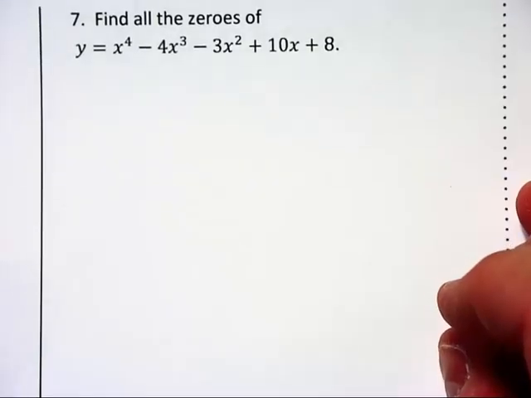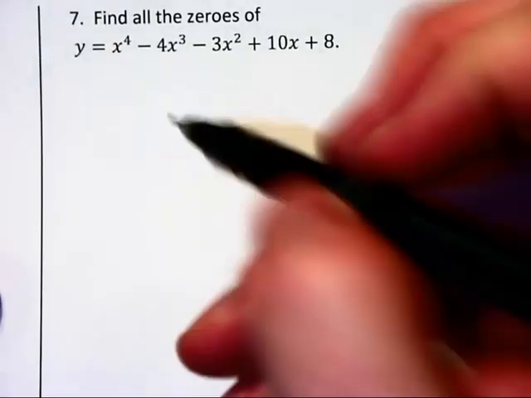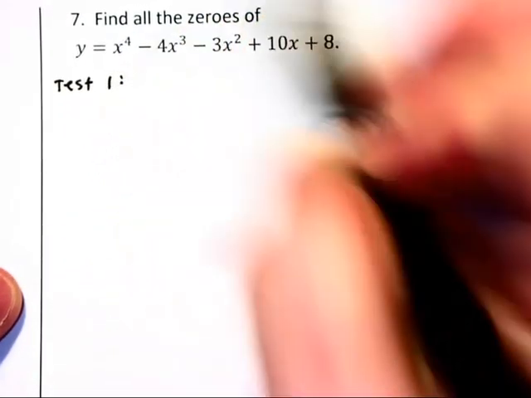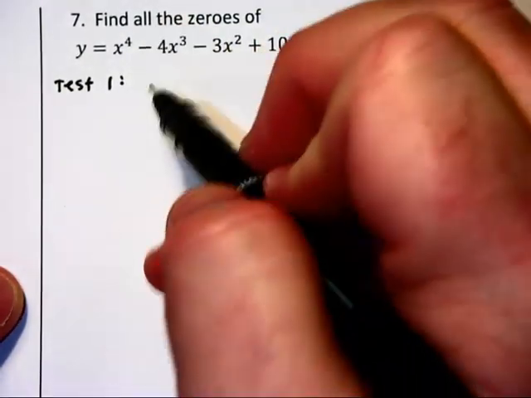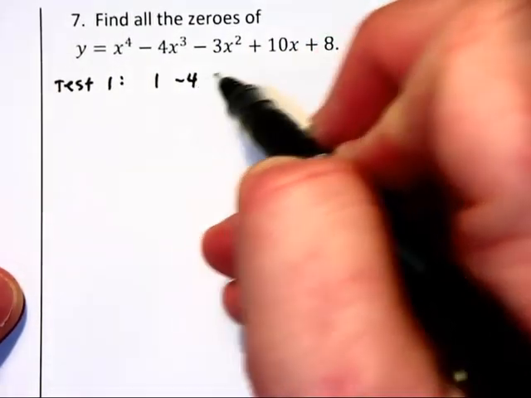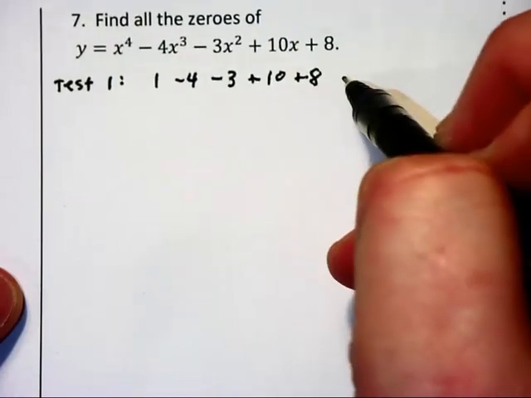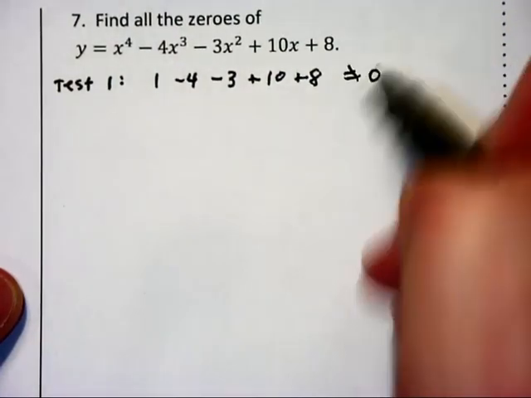Find the zeros of this function. Well, let's first test whether 1 and negative 1 work. So test 1. We're going to add all the coefficients up: 1 minus 4 minus 3 plus 10 plus 8. That's a lot of positives, so that's not going to add up to 0.